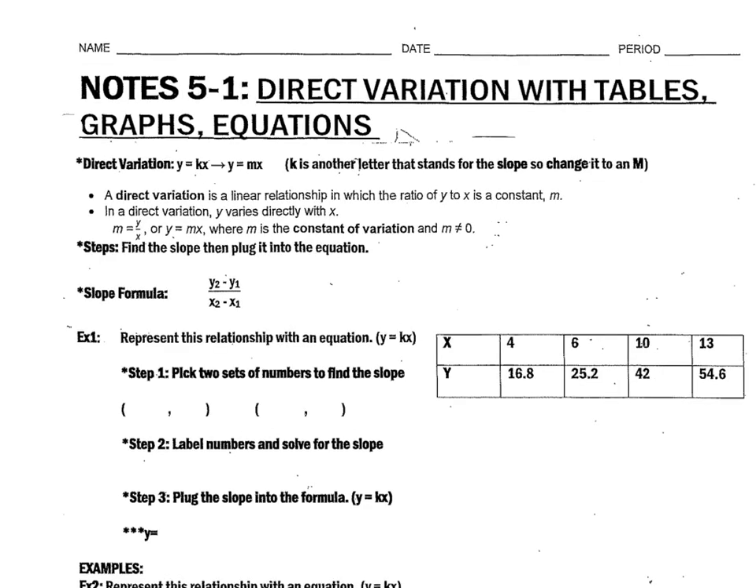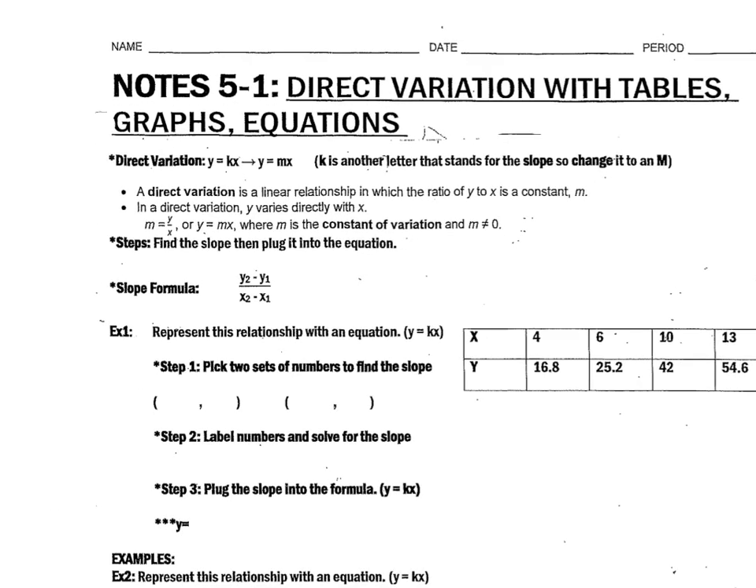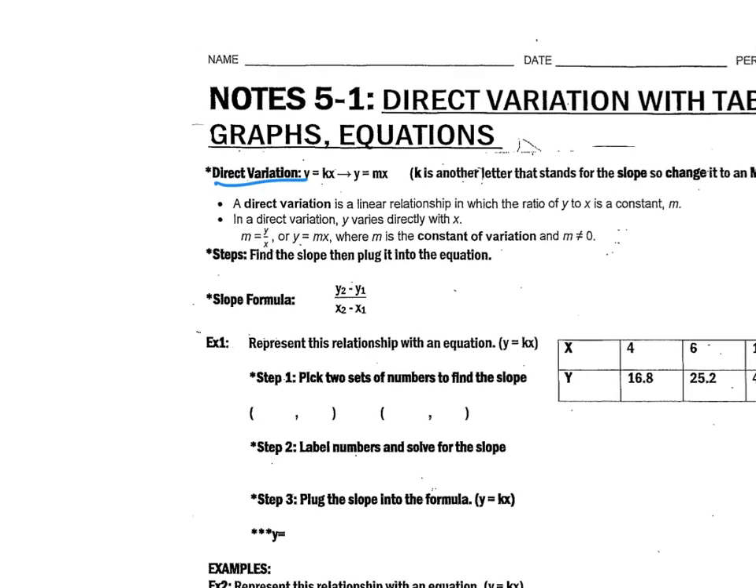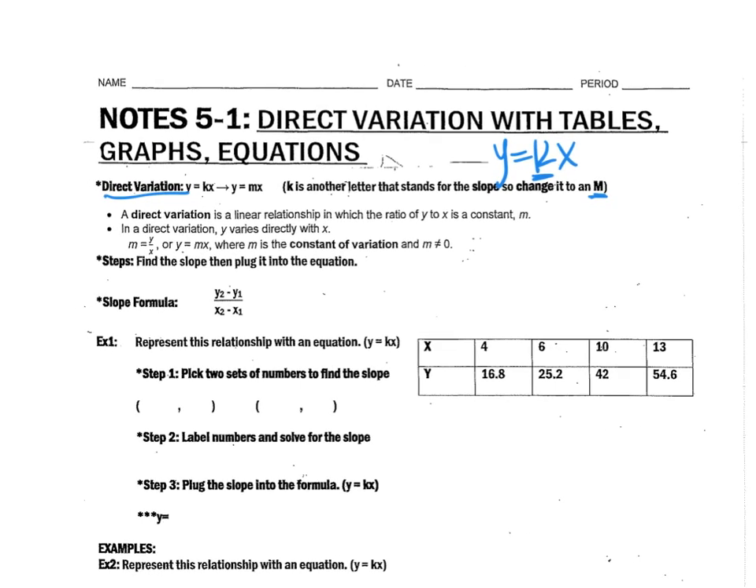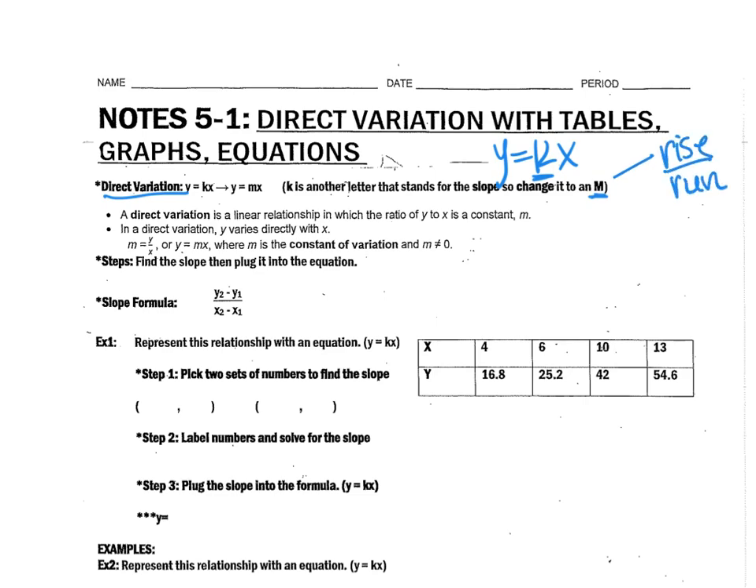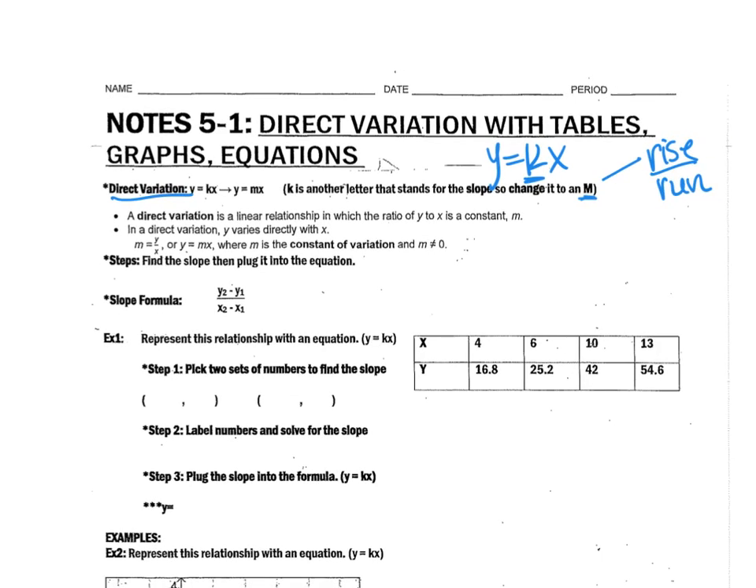Okay. So direct variation with tables, graphs, and equations. Direct variation, all that means, it's really the same as slope, what you guys just did. So they write it y equals kx, and k is the same as m. So remember what m stood for in slope-intercept form? What did m stand for? Slope. M was your slope, which is rise over run, right? Okay, so that's the same thing. M and K, same thing. K is just another letter that stands for slope.